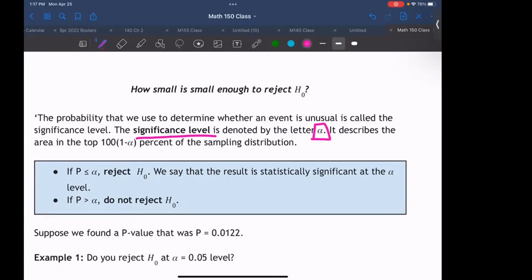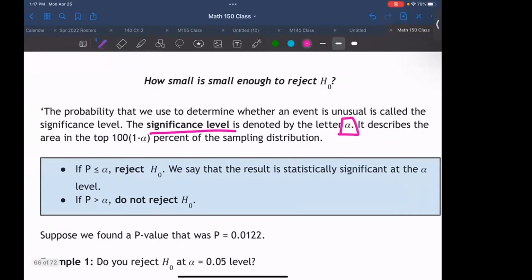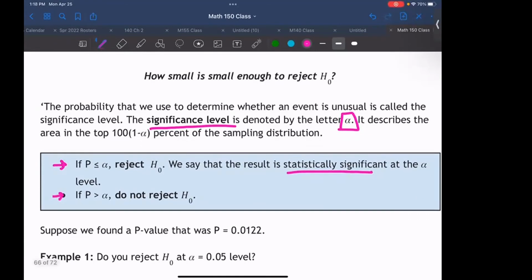Here's where things get kind of cool. If our p-value that we end up calculating, we haven't gotten there yet, but if p is less than alpha, so p is really, really small, we're going to reject the null hypothesis. Sometimes we call this statistically significant. And if p is bigger than alpha, we're going to fail to reject. So either do not reject or fail to reject H0, they mean the same thing.